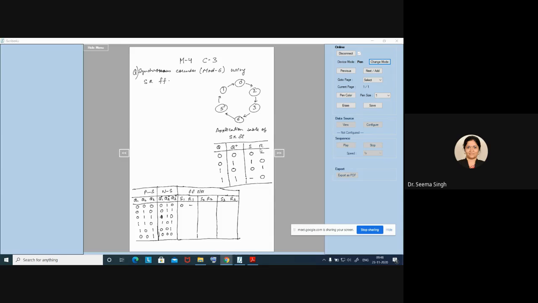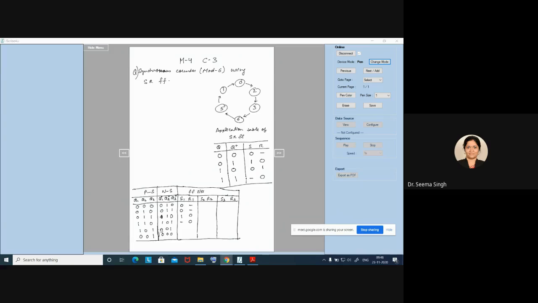Next is 0 to 0 again, so again it is 0 dash. Next is 0 to 1. Can you see what I'm saying? 0 to 1 is 1, 0. Any one of you can unmute yourself and answer along with me. So 0 to 1 is 1 0. Next is 1 to 1. What is 1 to 1? 1 to 1 is dash 0.